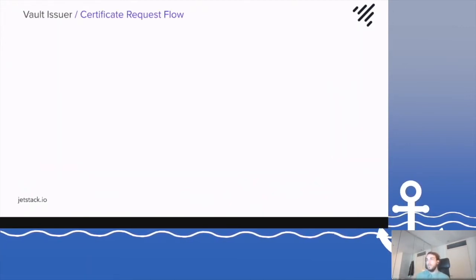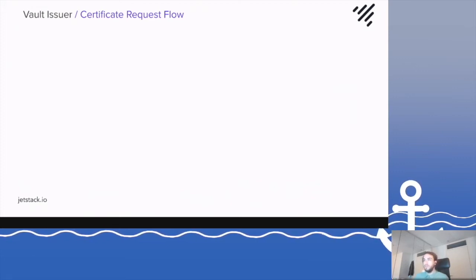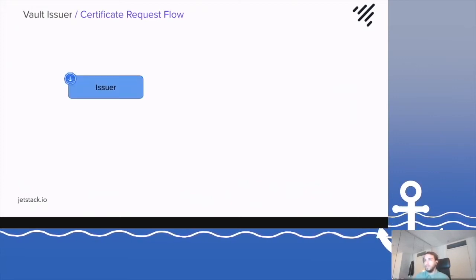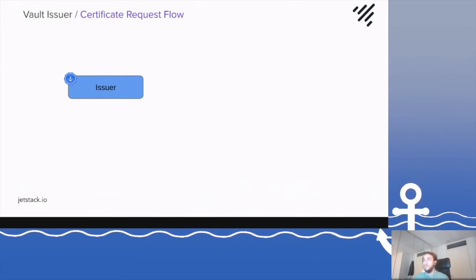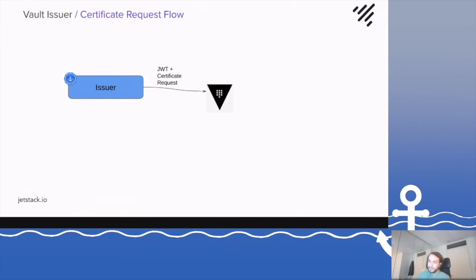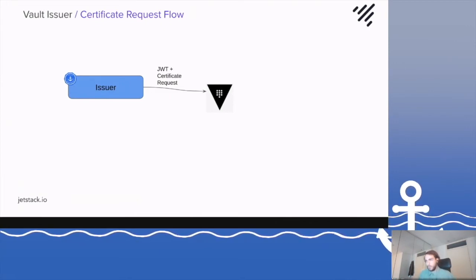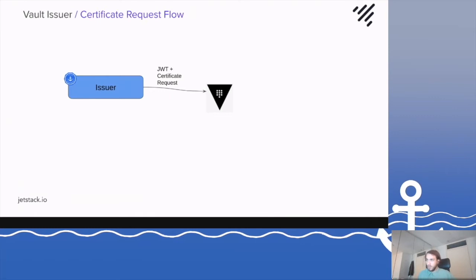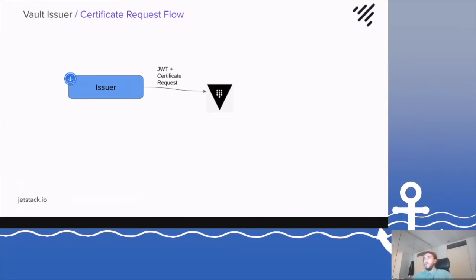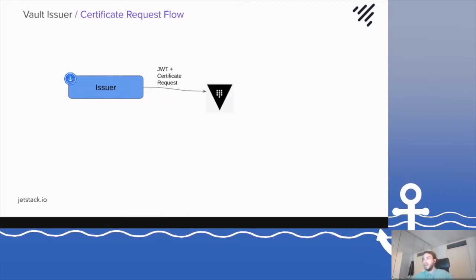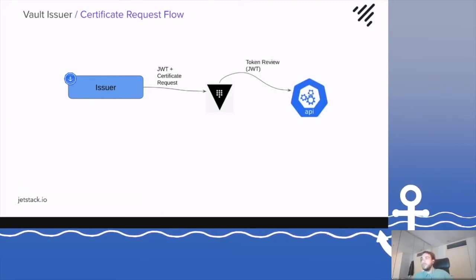In the case of the Vault issuer, we'll have our Vault issuer here that will see the certificate request to get signed. That will get sent off to Vault. In that request, behind the scenes, it's going to be using the service account JSON web token that we've referenced in that issuer spec as a header to our certificate request to Vault.